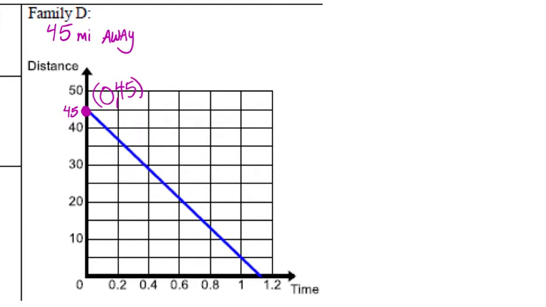So that's our y-intercept, 45 miles away. But then we need to figure out the speed that they're traveling. So all I've got to do is find any other ordered pair on this graph that this blue line goes through, okay? So I can use this point, this one.